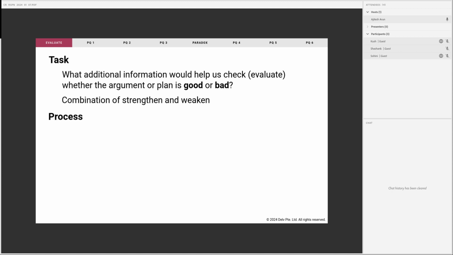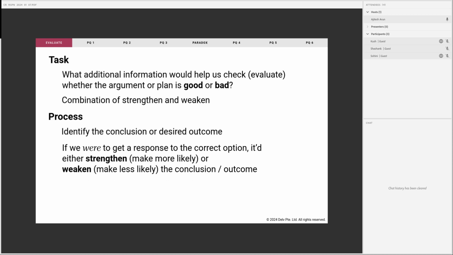When you see an evaluate question, what do you have to do? It's nothing too complicated. The most important thing to do at the beginning is to identify the conclusion. So if you have an argument, identify the conclusion. And if you have a plan, you identify the desired outcome, which means you look for what they want to happen. Now, the correct option is not going to tell you whether the argument or plan is good or bad. But if you were to get a response to that option, then that would either strengthen or weaken the conclusion or outcome that you're looking at.